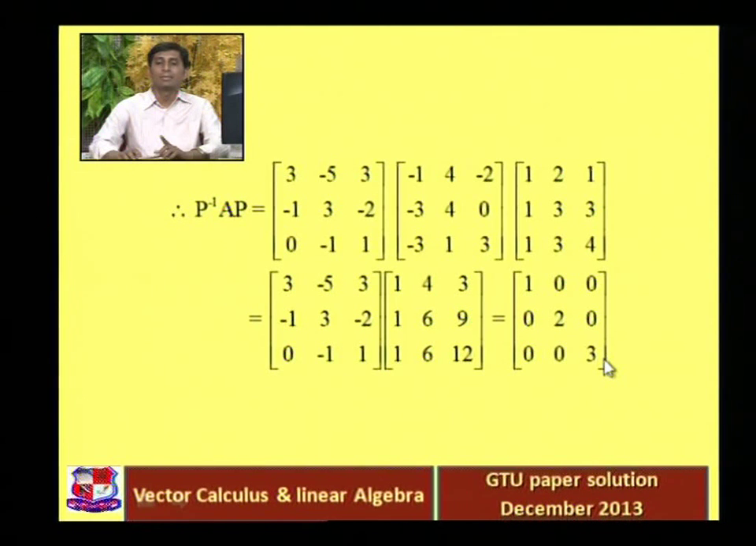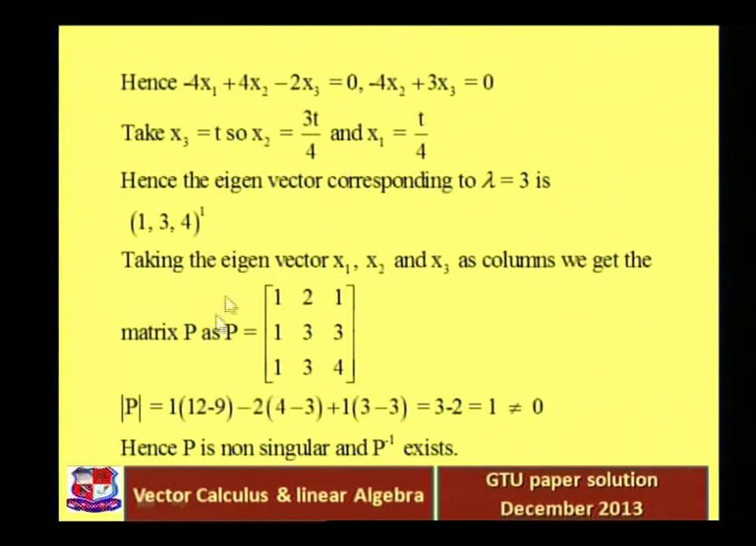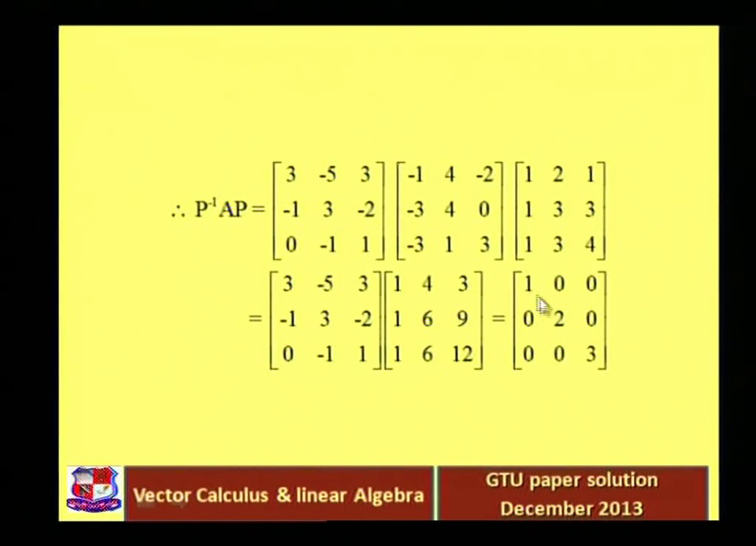Clear? Why are the main diagonal elements 1, 2, 3? Because in our matrix P, the first column is the eigenvector for lambda equal to 1. So that's why this is 1. The second column is exactly the eigenvector for lambda equal to 2. So that's why the second main diagonal entry is 2, and the third column in matrix P, you can see this is matrix P, the first column is the eigenvector corresponding to lambda equal to 1. Similarly, this is for lambda equal to 2, and this is for lambda equal to 3. So that's why here we get 1, 2, 3.